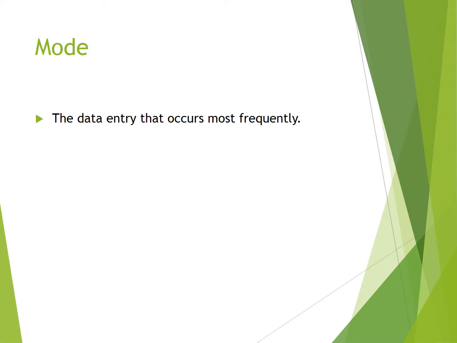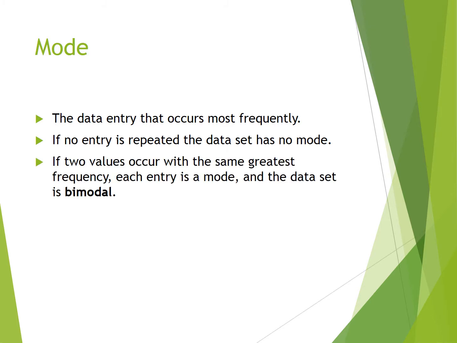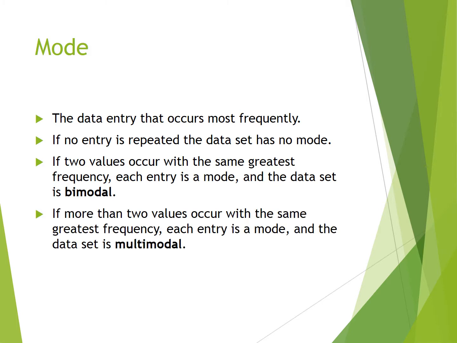The mode is the value that occurs the most frequently. If no entry is repeated, then we say there is no mode. If 2 values occur with the same greatest frequency, then we say the data set is bimodal. And if there's more than two, you can say that it's multimodal, or some statisticians would go back to saying there was no mode.